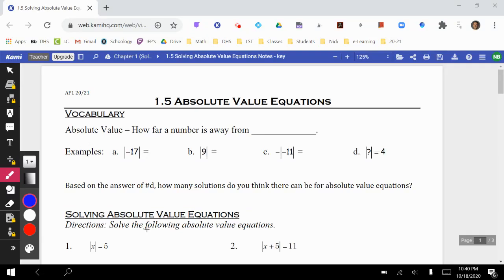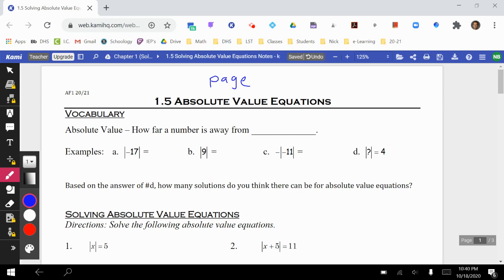Hey class, today we're going to be taking notes on absolute value equations, and this is just going to be day one of the notes. We're going to be on page 19, so if you can follow along and write down the examples and write down the problems and the steps as I do in the video. I will ask you a couple questions along the way. You can always pause the video and rewind if I'm moving too fast, okay?